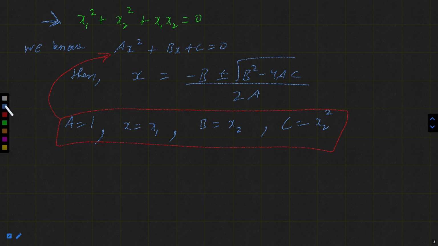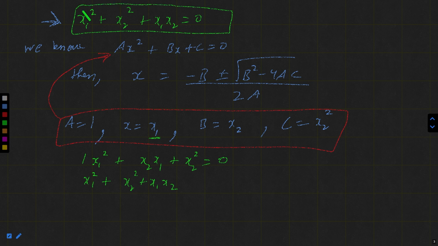Let's put them. What you will get is quite simple. a is 1, so 1 times x square, x I am taking as x1, so x1 square, plus b is x2 times x is x1, plus c is this. As you can see, it will become x1 square plus x2 whole square plus x1 x2, the same equation as before.